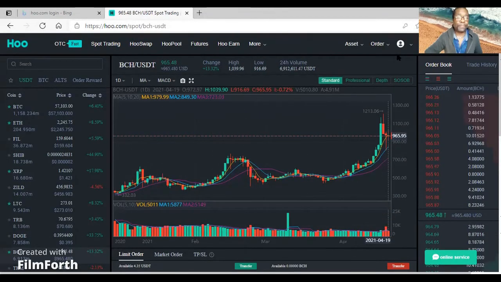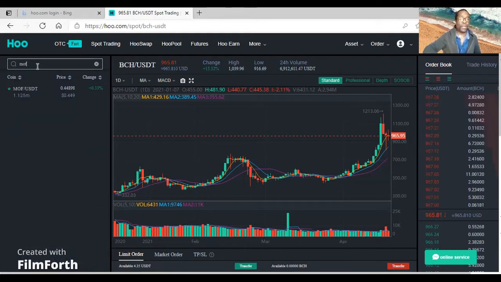So in this platform, what one has to do now is, in spot trading, you can see the pair that is displaying now is BCH/USDT. That's Bitcoin Cash, but that is not what I have. What I have is MOF, to be traded against USDT. There is no other pair here that you can trade MOF with. So we go ahead.